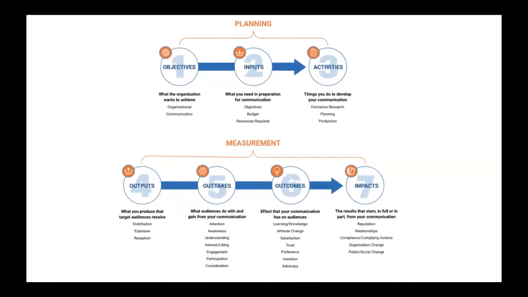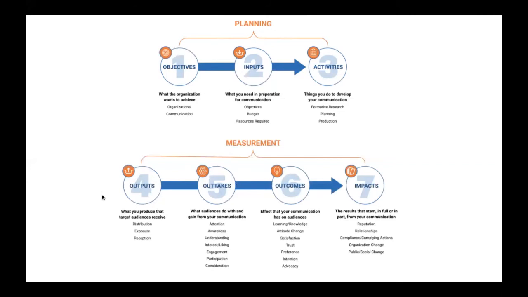The first step would be your objectives. We talked about supporting your organizational communication objectives. Then what do you need to prepare for your communication? That's going to be whether it be creating social media pages or starting email marketing. How are you going to do this, and what resources do you need? Your activities is actually putting together that messaging, things you develop, your planning, your production, your research.